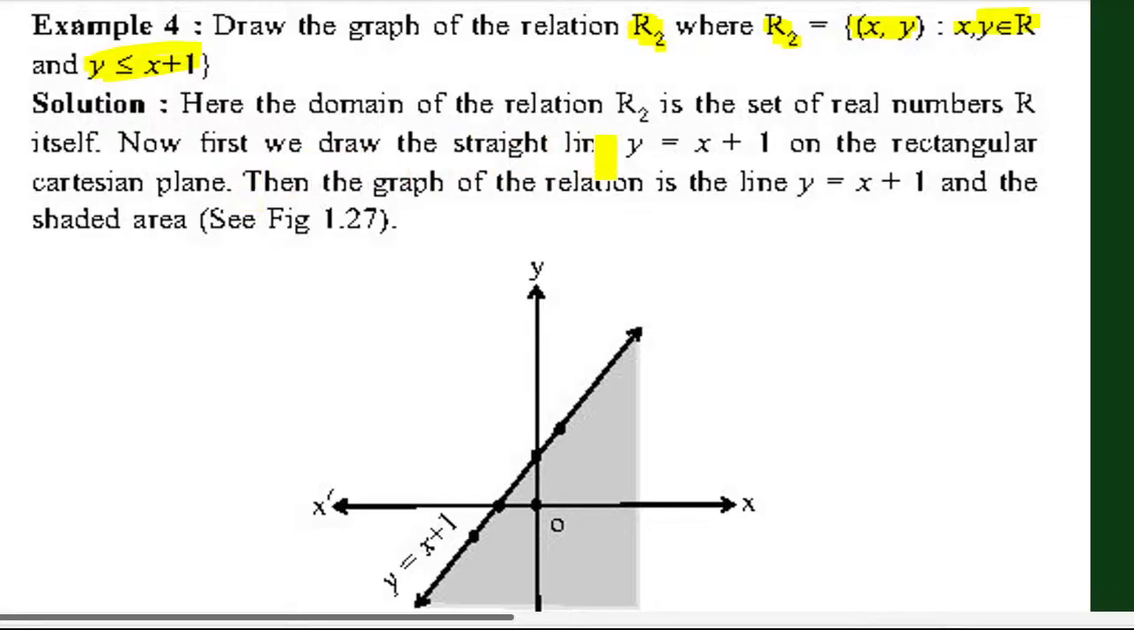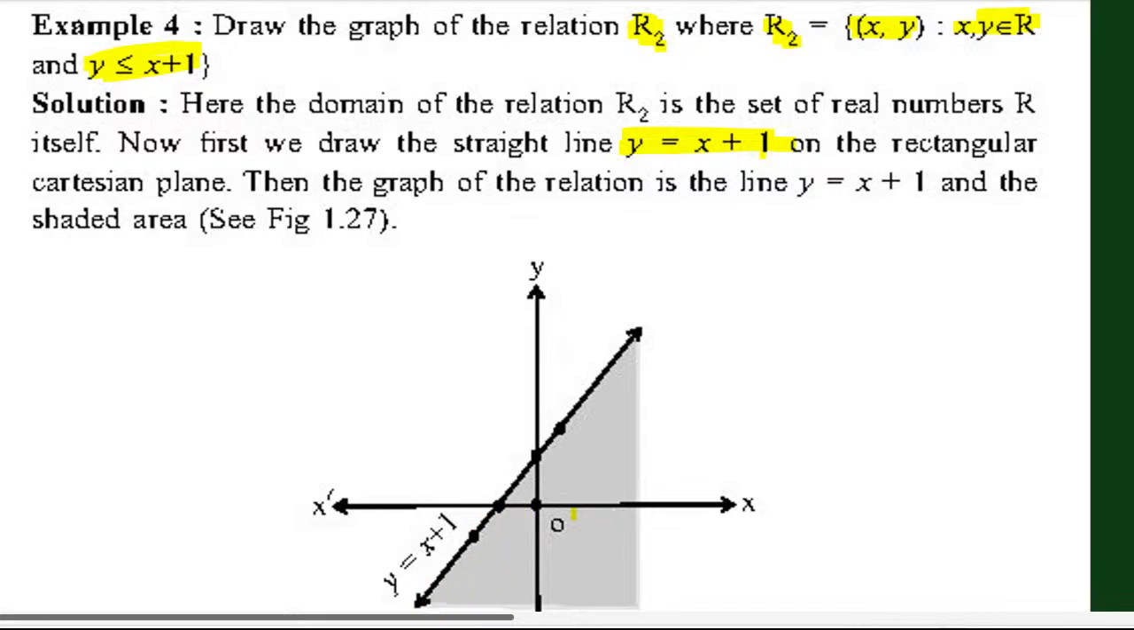So first we draw the straight line represented by y equal to x plus 1, leaving out the less than, on the rectangular Cartesian plane. Then the graph of the relation is the line y equal to x plus 1. Using this equation we can find the points. If x is 1, then y will be 2. If x is 0, then y is 1. So this is it. Clear? Similarly, we will get this type of points.